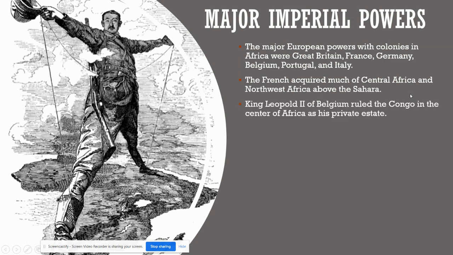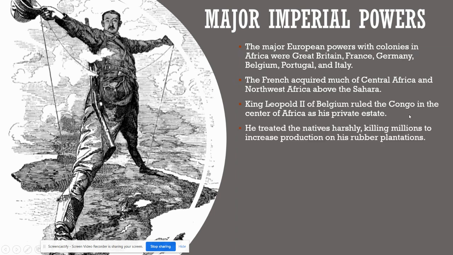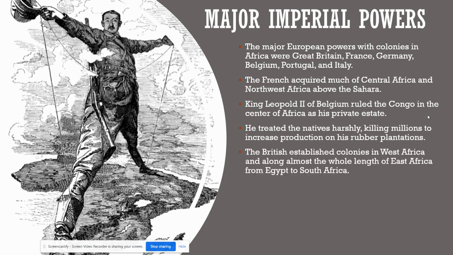And one of the worst ones was King Leopold II of Belgium, who ruled Congo in the center of Africa as his own private state. So it wasn't a colony, it wasn't owned by Belgium, it was owned by him. He treated the natives harshly, killing millions to increase the production of his rubber plants. And there's even worse stories, chopping off hands and feet if they tried to escape, and just unbelievable things that they did to the native people.